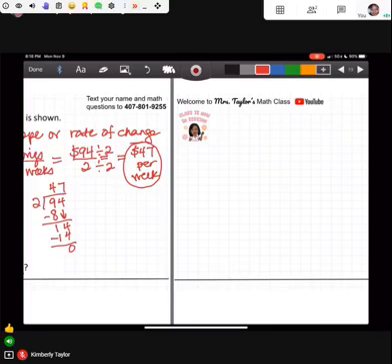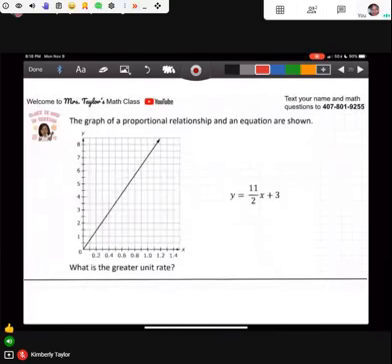So for this question here, it says the graph of a proportional relationship and an equation are shown. So we got two different things here. We have a graph and we have an equation. It says, what is the greater unit rate? Unit rate also can be referred to as the slope. So let's look at this particular problem here.